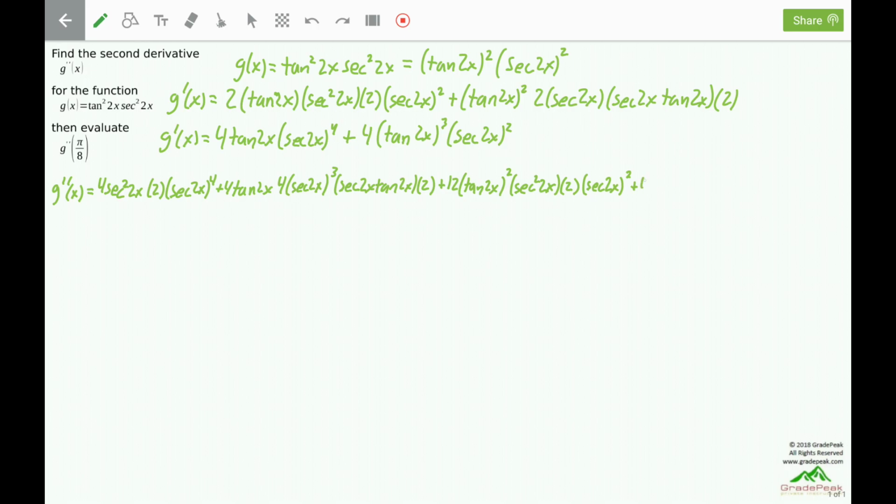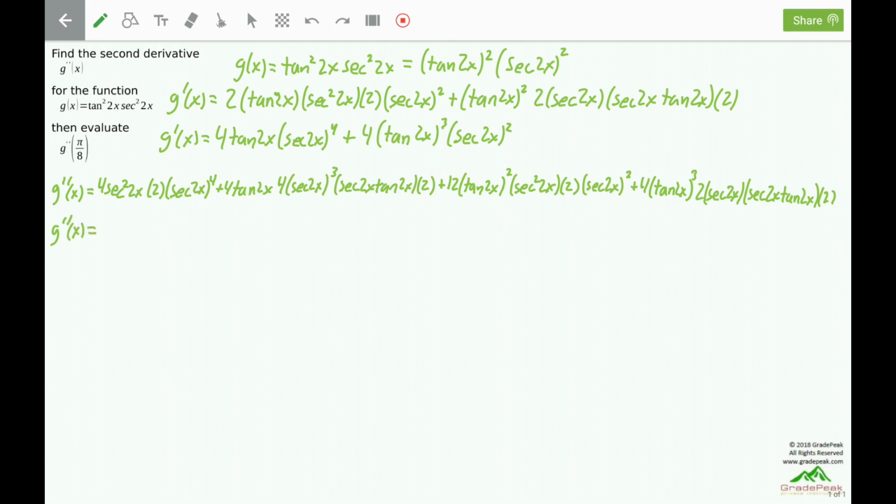plus the first left alone, times the derivative of the second. Start with the power, bring the power down, leave the inside alone, subtract 1 from the power. So now it'll be to the first power. Multiply by the derivative of the inside, which will be a secant 2x and a tangent 2x. And then leave that inside alone, which is 2x, and then times the derivative of that inside to complete the double chain rule. That'll give us a 2. So there's our second derivative, g double prime of x.